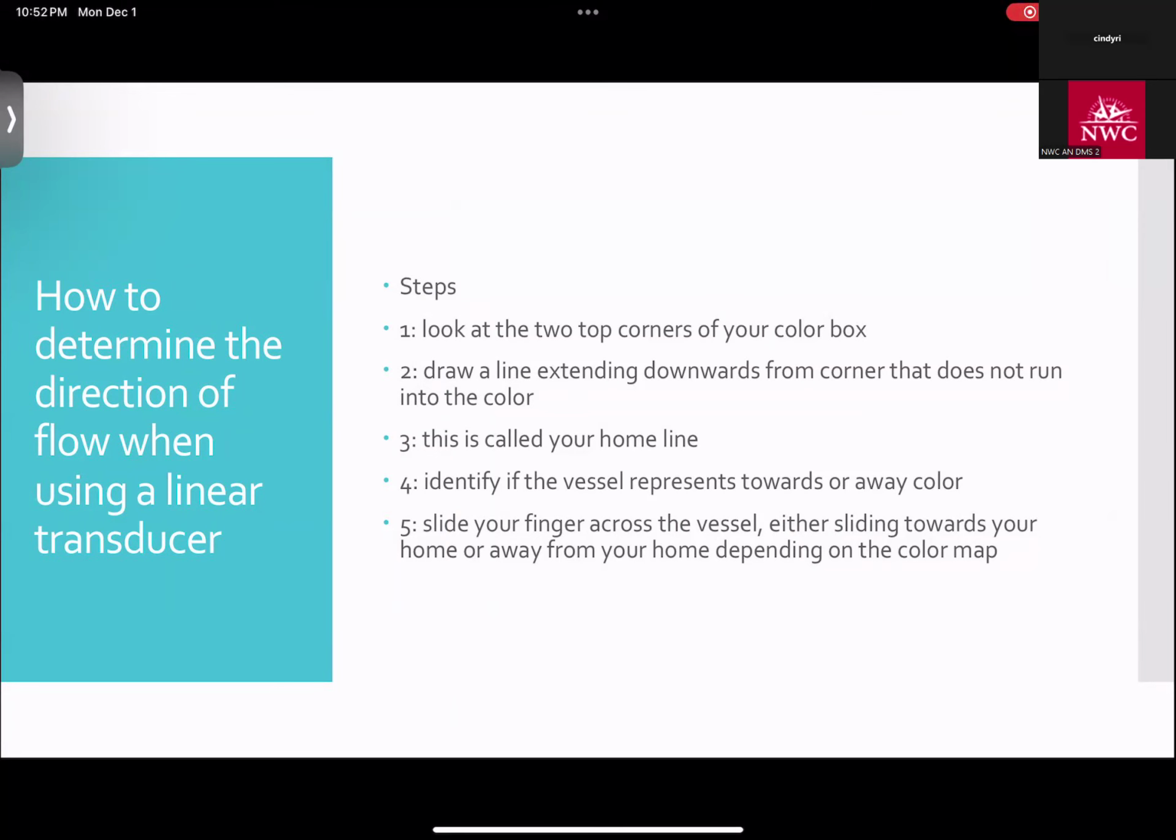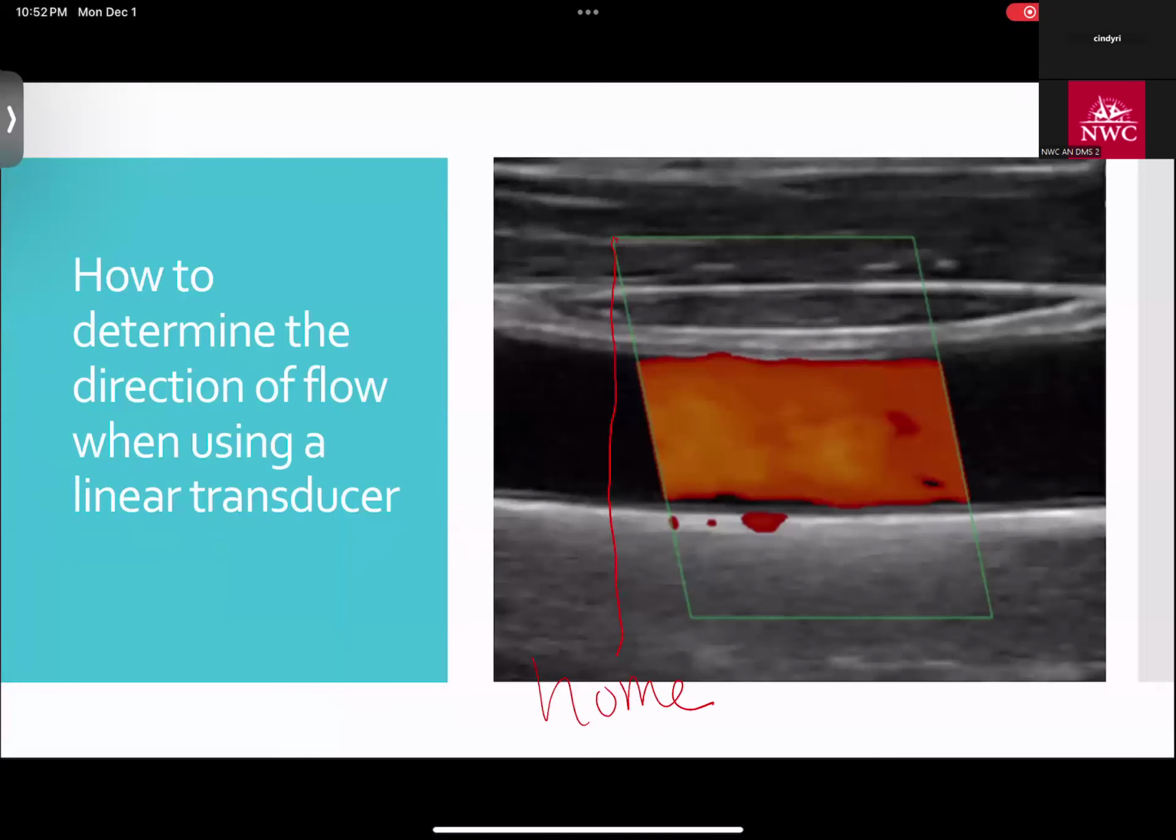Identify if the vessel represents towards or away color. So let's look at the vessel, and I don't have a color map here, so I'm going to give myself one just for the example. So I'm going to put red on the top and blue on the bottom. So when I look at this vessel, it is red. Red is my towards color.